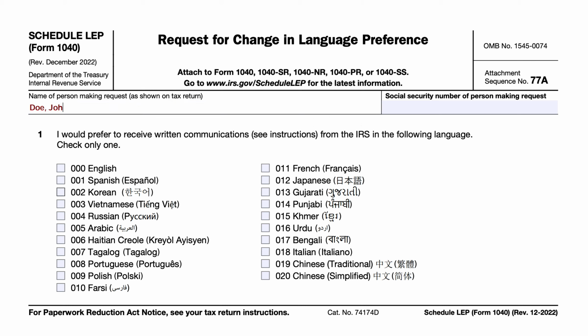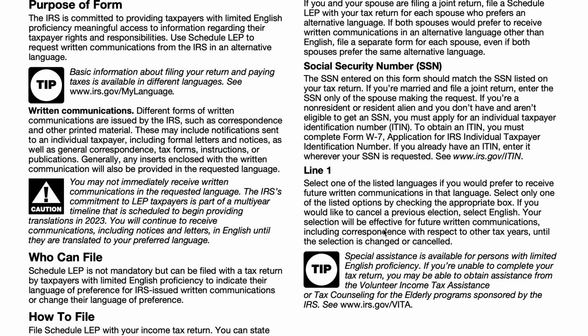So this is our hero John Doe, and name and Social Security number, and then you select your preferred language. And that is it with your tax form.